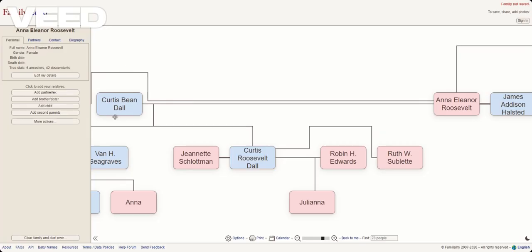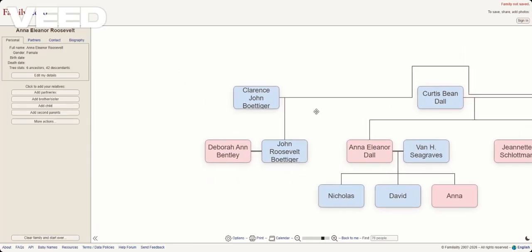Later, Anna and Curtis divorced, and Anna married Clarence John Boettiger, or however you pronounce that. I'm just gonna say Boettiger. They only had a son named John Roosevelt Boettiger, and he married Deborah Bentley, and they could have had children together, but not during Eleanor Roosevelt's lifetime.